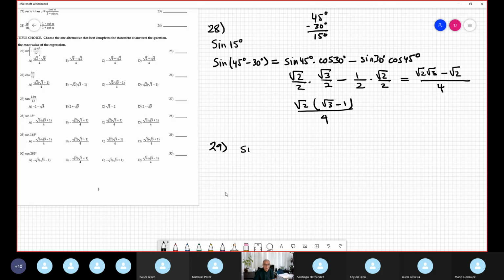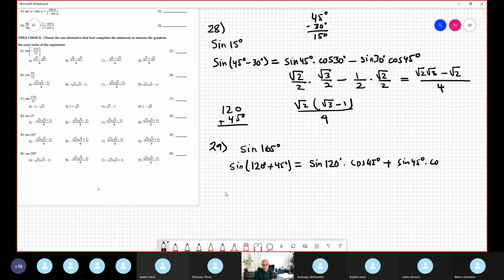Okay, I need to compute now sine 165 degree. Well, in this case, I try to find the combination. The combination is 120 and 45. Addition, plus. So you break down sine 165 like 120 degree plus 45 degree. And we apply again the same formula, but in this case plus. So sine 120 multiplication cosine 45 degree plus sine 45 degree times cosine 120.